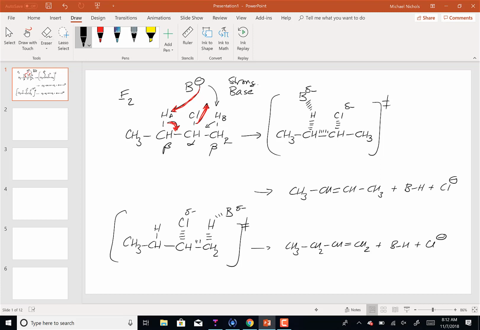Okay. So if you're just writing the products, you identify the alpha, the beta, make sure the beta carbon has hydrogens, and you're going to form the alpha beta double bond. Right. So is everybody kind of with me here? So the difference between E2 and E1 is now I have an active base coming in and ripping the hydrogen off and starting this whole process.